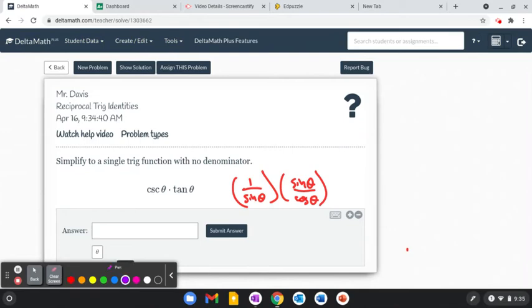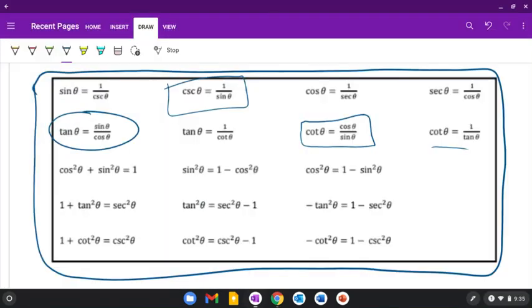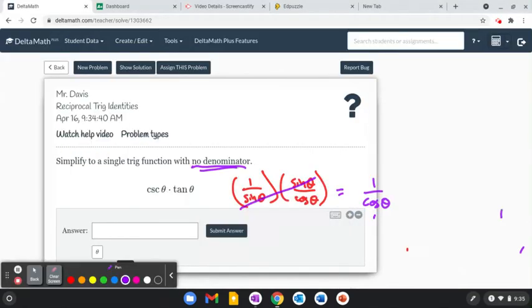And we'll see we get a nice cancellation here diagonally. We get 1 over cosine of theta. So that's good. However, we don't want to leave it like that because we're not allowed to have a denominator. So there is another trig function that works for that, 1 over cosine, and that is right here, secant. Remember, secant and cosine are opposites, and sine and cosecant are opposites. So secant of theta is our answer. And we'll go ahead and type it in.